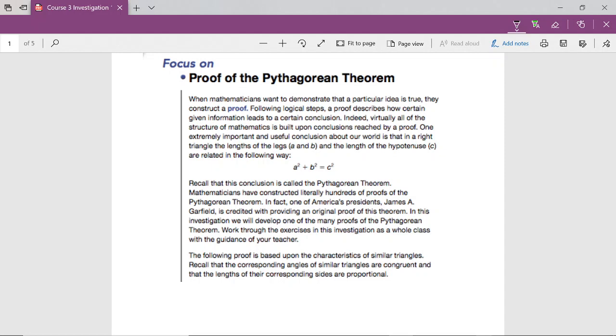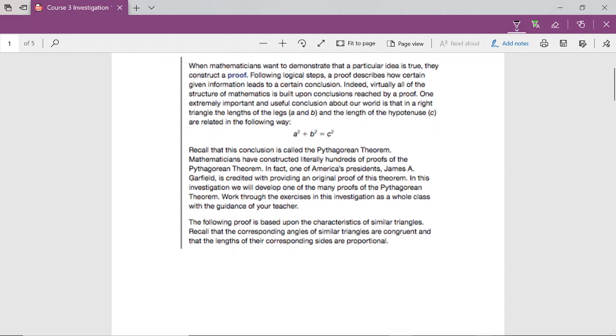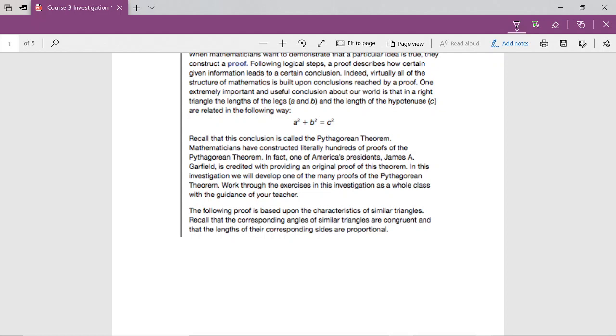theorems. So, one extremely important useful conclusion about our world is that a right triangle, the lengths a and b and the lengths of the hypotenuse are related in the following way. A squared plus b squared equals c squared. This is, of course, the Pythagorean theorem. Mathematicians have constructed hundreds of proofs, literally, to show this.